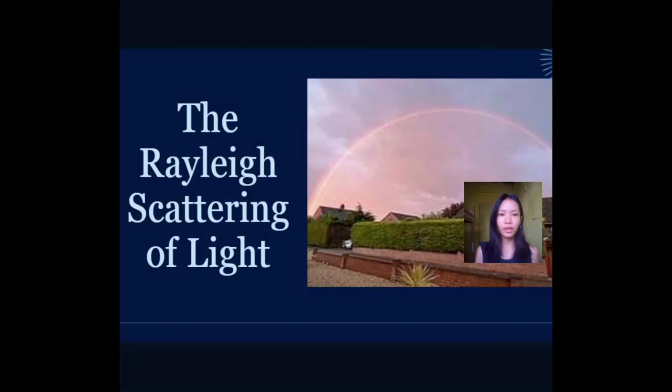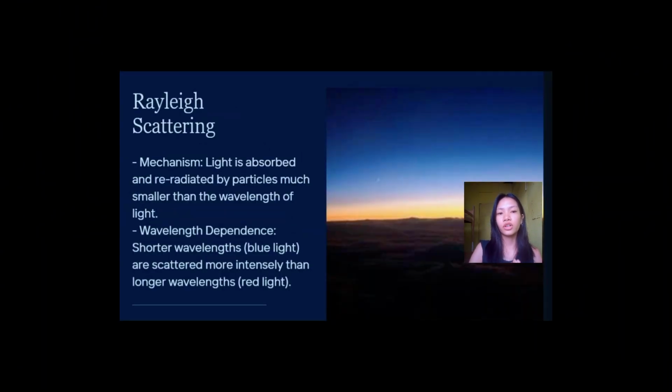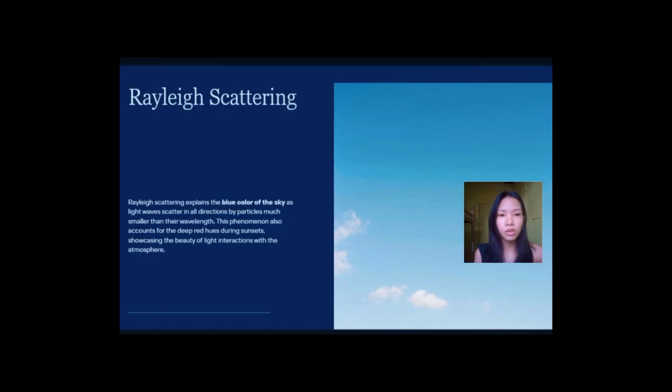Now let us take a closer look at Rayleigh scattering. This phenomenon occurs when light interacts with particles that are much smaller than the wavelength of the light, like the tiny gas molecules in our atmosphere. The mechanism involves the light being absorbed and then re-radiated by these small particles. However, not all wavelengths are scattered equally, so Rayleigh scattering depends strongly on wavelength. Shorter wavelengths, like blue light, are scattered much more intensely than longer wavelengths, such as red light. Which basically means that the shorter the wavelength is, the more scattered it is. This explains why the sky appears blue during the day and turns reddish during sunrise and sunset.